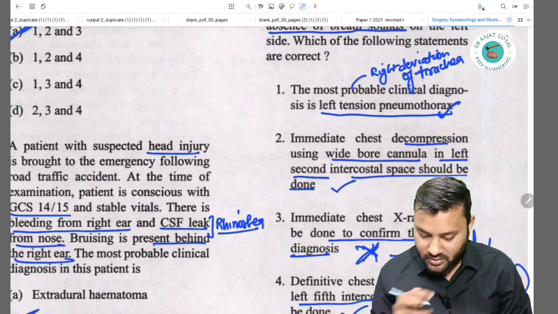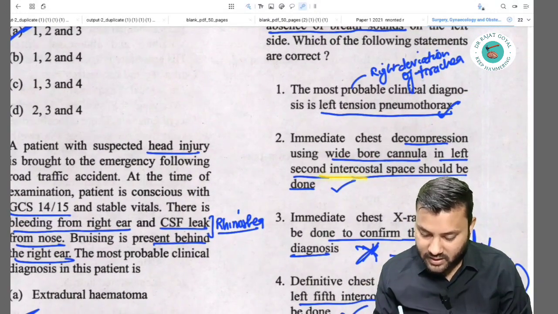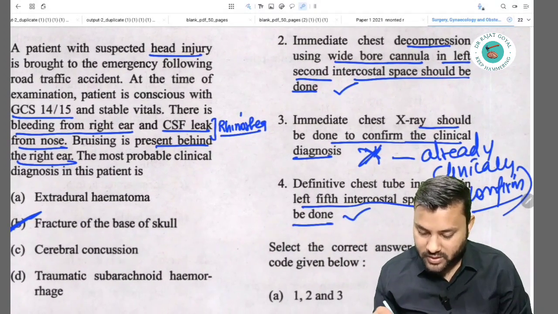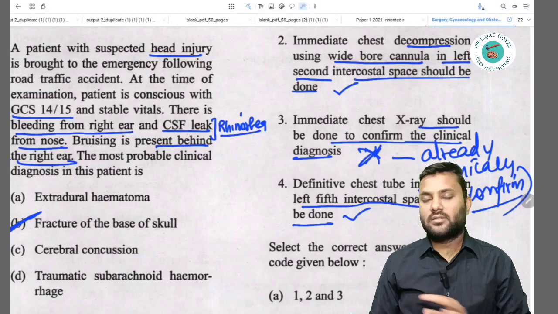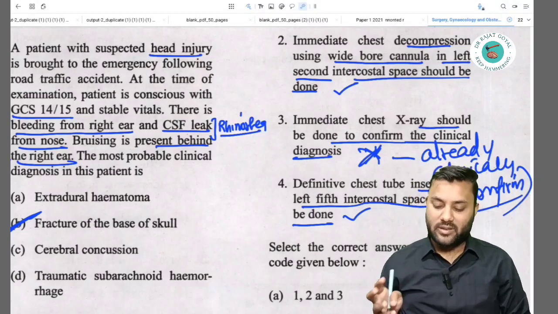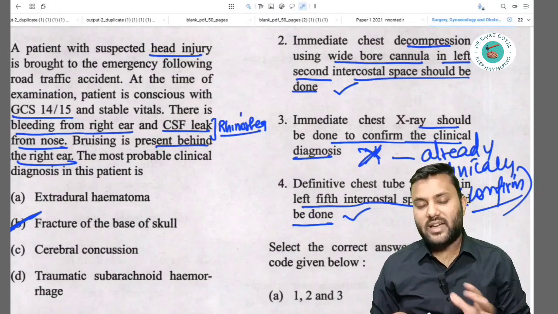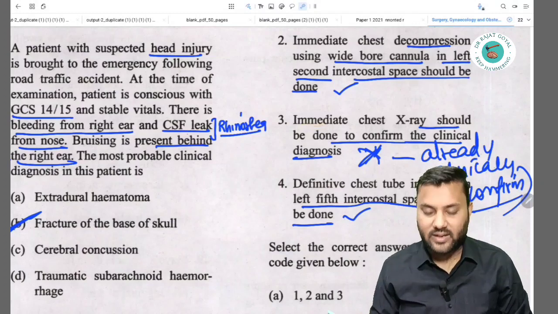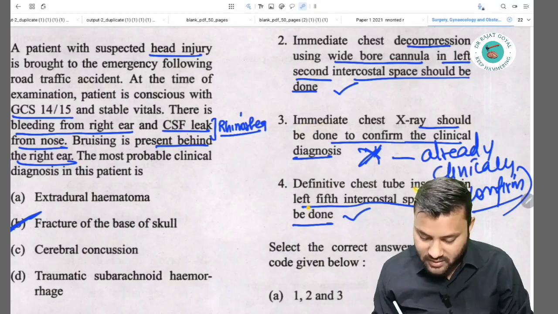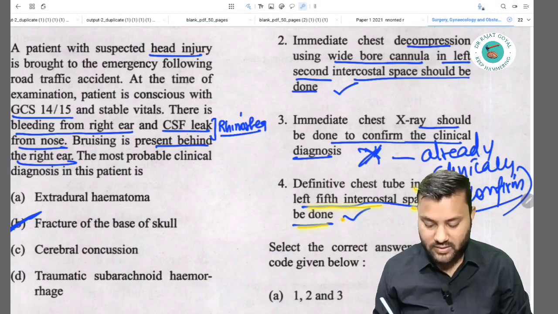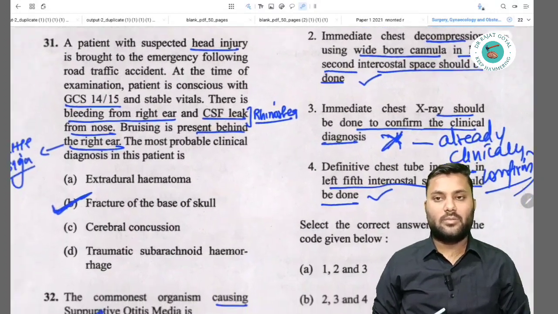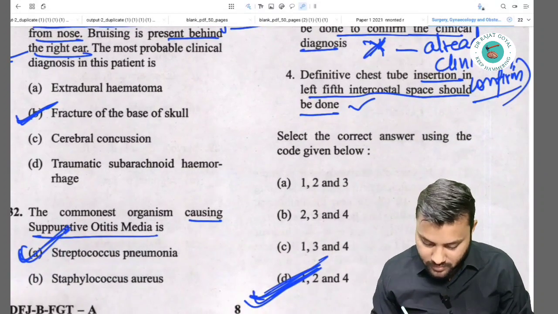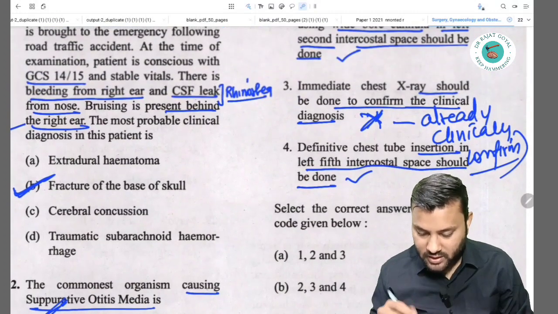Immediate chest decompression using the wide bore cannula in left second intercostal space should be done, this is also true. Immediate chest x-ray should be done to confirm the diagnosis. No, the diagnosis is already made on the basis of the clinical symptoms, so there is no further requirement of doing the chest x-ray at that time. And definitive chest tube insertion in the left fifth intercostal space should be done, this is also true. So we have to mainly manage the patient because it is an emergency condition, so we do not have to waste the time. So answer here will be 1, 2 and 4. Option third is incorrect.